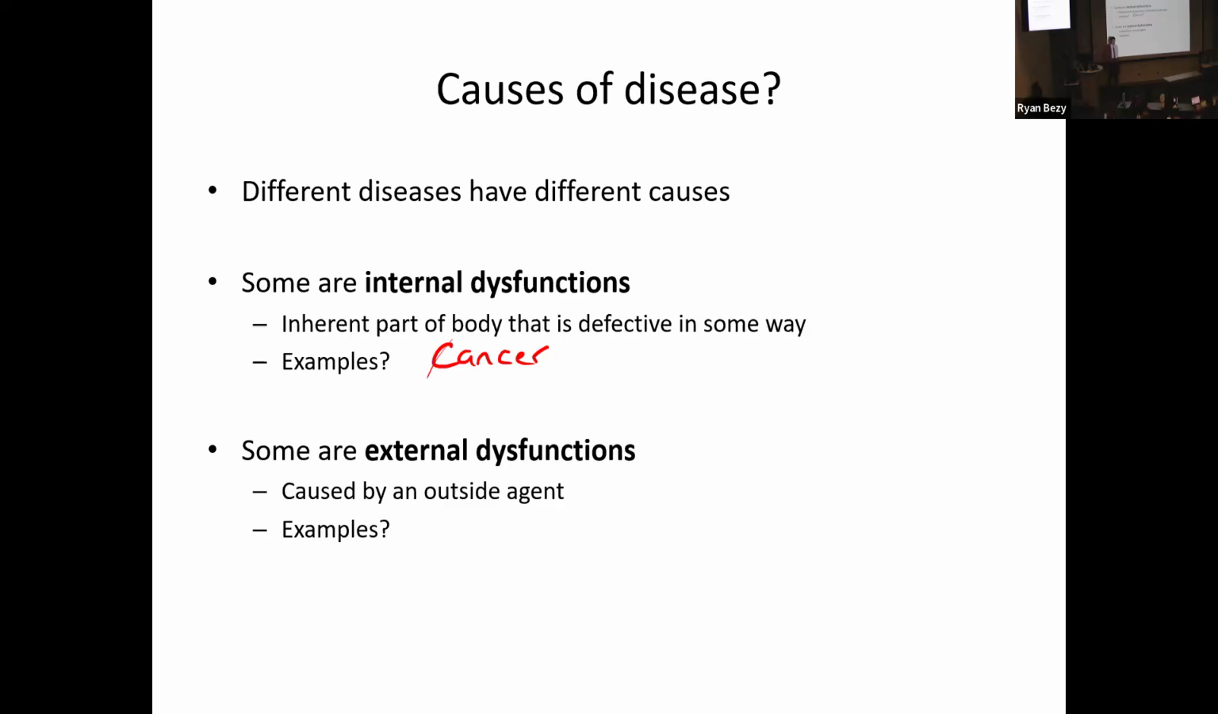External dysfunctions, this is where something from outside the body gets into the body, and then that is causing the disease. So the disease is caused by some outside or external agent that penetrates into the body. And this is typically when we're talking about diseases caused by microorganisms. So things like flu is going to be an external dysfunction. COVID-19, colds, chickenpox. These are caused a lot of times by bacteria or viruses.